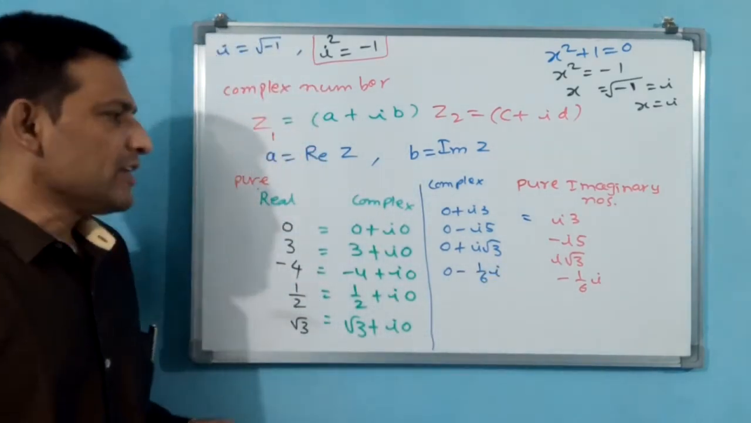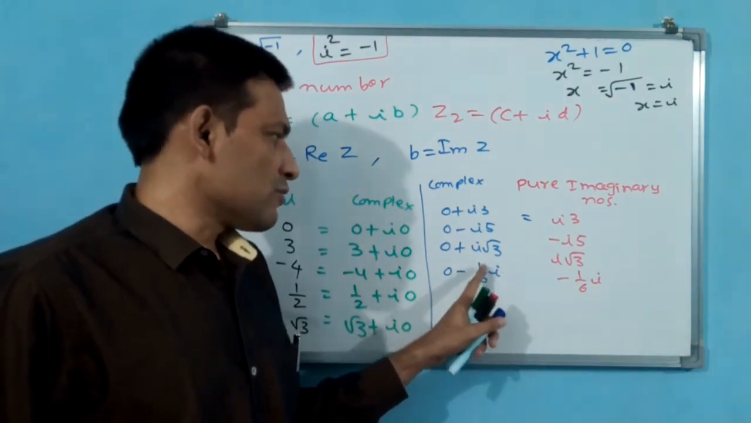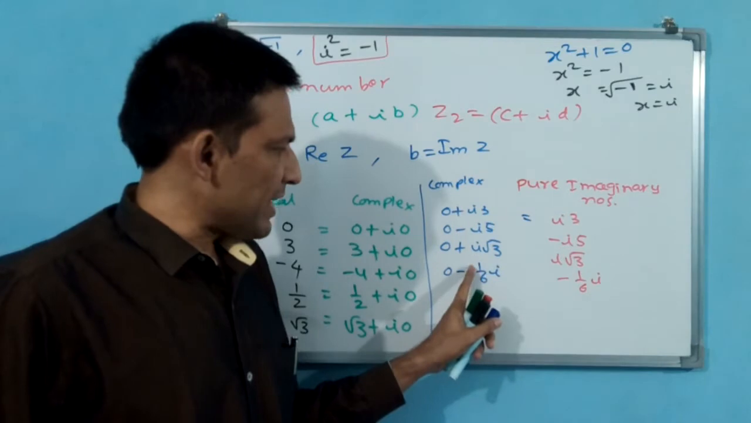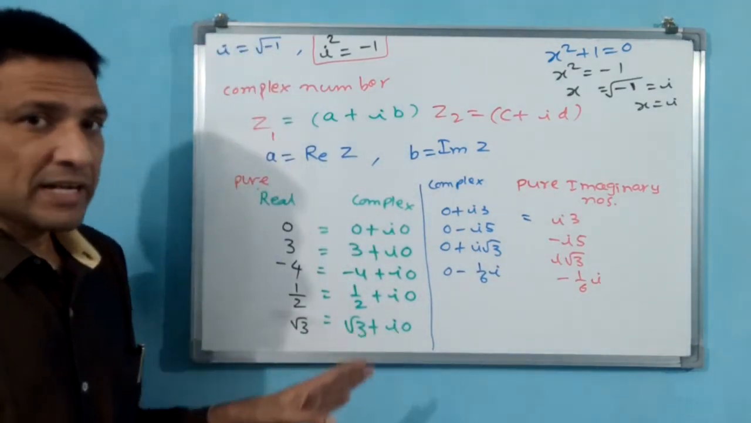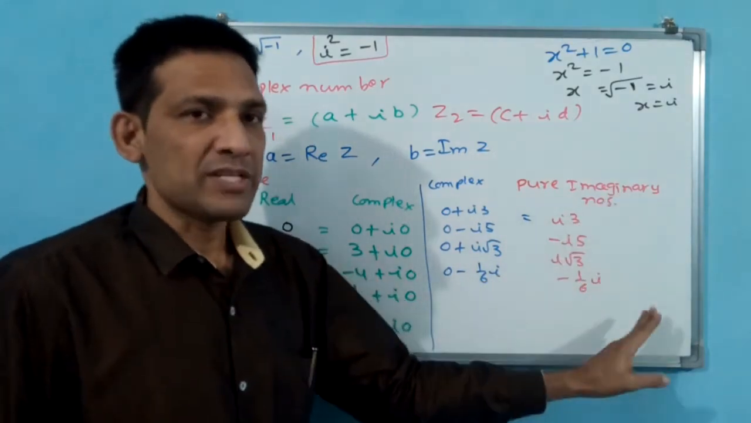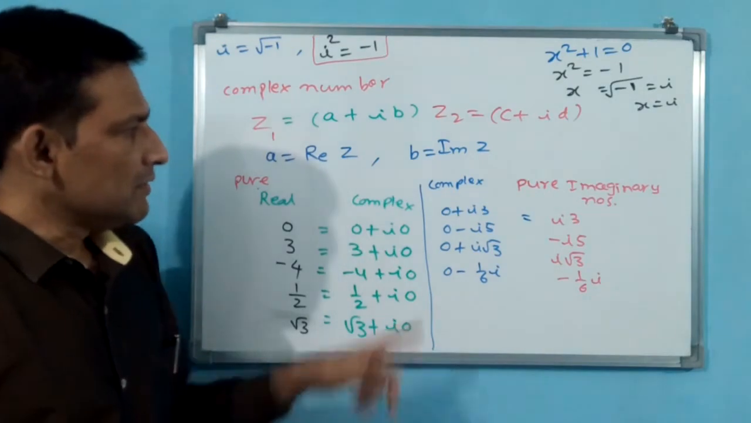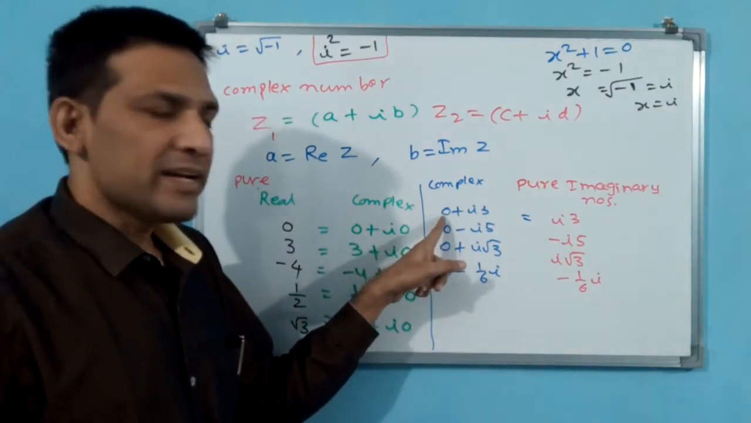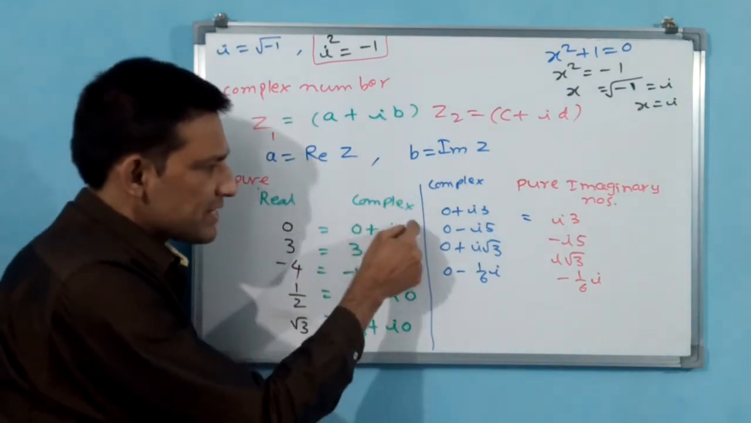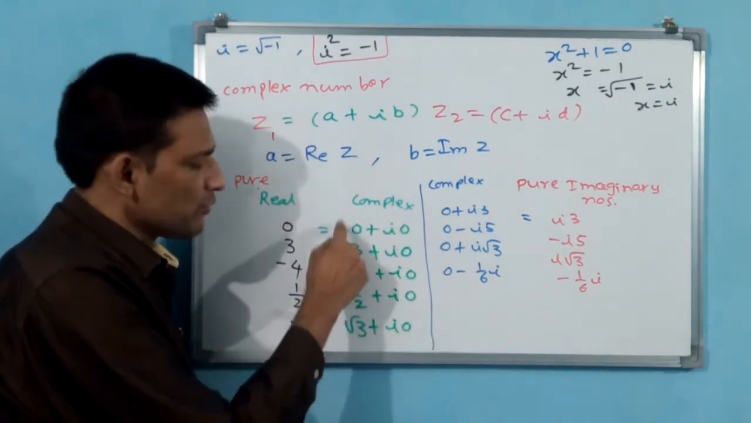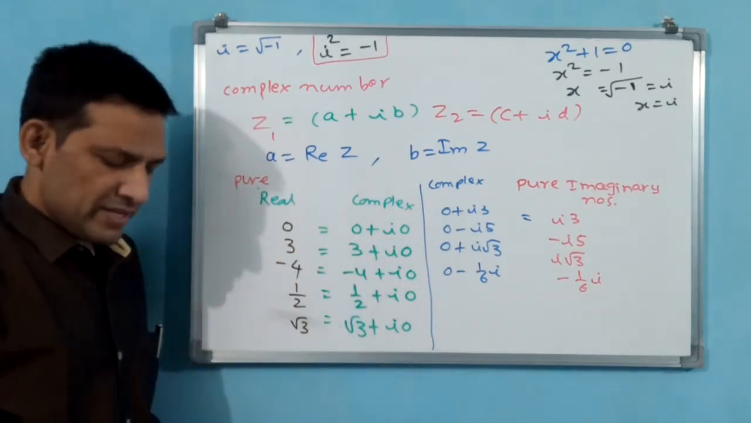That's all. See, this is 1 by 6 I into minus, or minus 1 by 6 into I, both are the same. Why? Because here multiplication is there. Now you understand how we have converted these pure imaginary numbers into complex numbers. Why? Because see, if in the real part 0 is there, this is a pure imaginary number. If in the imaginary part 0 is there, this is a pure real number. For 0, both real and imaginary are 0.